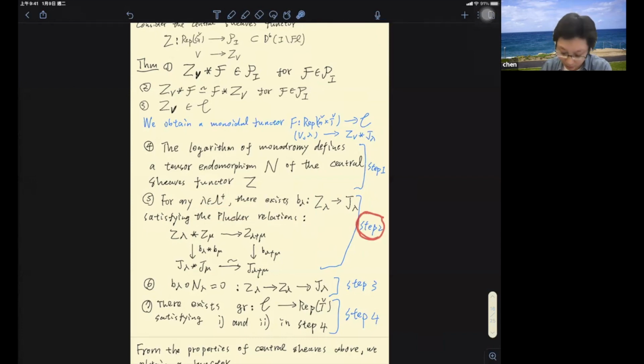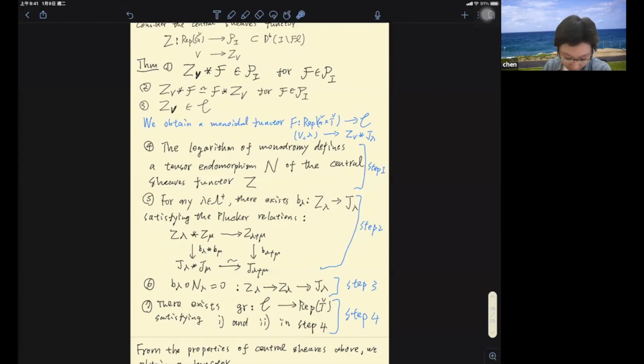And now the property 6 says that there's a tensor endomorphism, and this arrow, they satisfy these equations. So M lambda tensor B lambda is actually 0. It's a map from Z lambda central shift to central shift and to Akimoto. This map is 0. This basically follows from the tensor endomorphism being nilpotent. And the restriction of Z lambda to FL lambda, the orbit corresponding to lambda, is 1-dimensional. And this is the assumption in step 3.